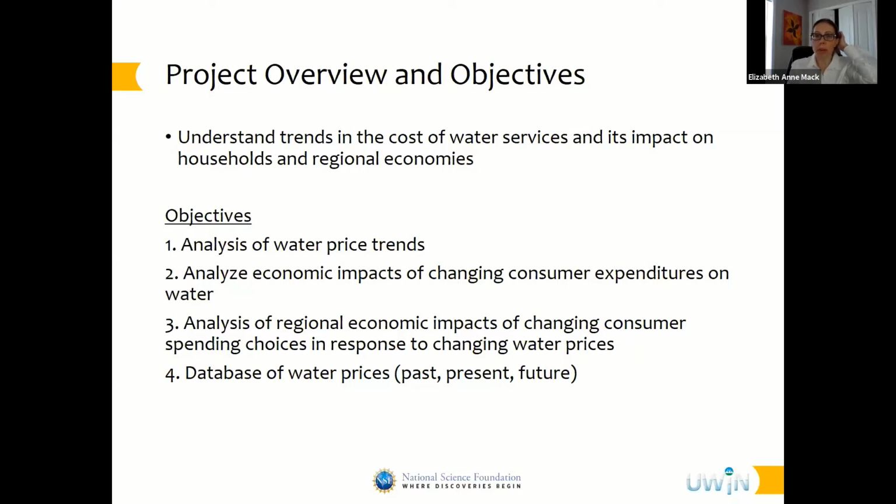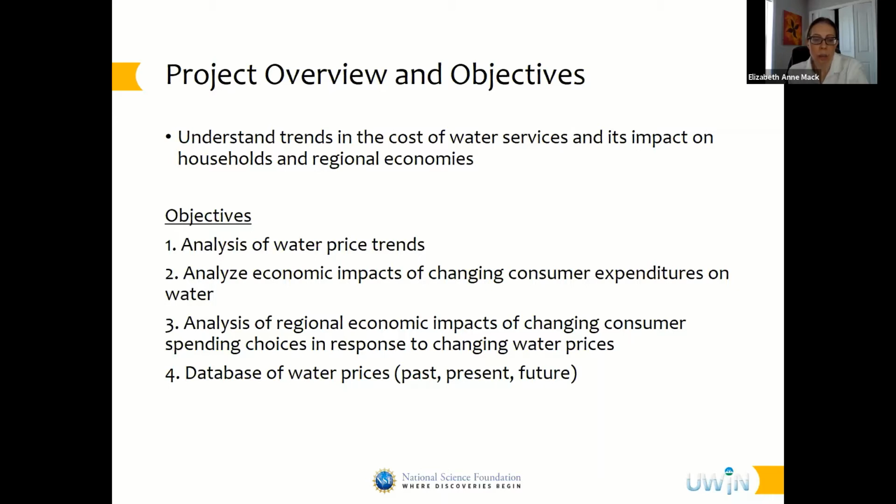All right. So a little bit more details about specifically what this particular portion of U1 was doing. We're trying to look at the cost of water services and its impact on households as well as regional economies. And to do this, there were 4 project objectives. Number 1, we wanted to look at water price trends, and we also looked at associated affordability implications of these water price trends. Number 2, we looked at the economic impacts of changing consumer expenditures on water. And so we have a piece that I'll talk about in a minute that looks at how consumers may respond to rising water prices. Number 3, through expenditure cascades, which refers to group behavior in consumer expenses, and I'll talk a little bit more about that, there might be regional economic implications of how consumers change their spending behavior in response to changing water prices.